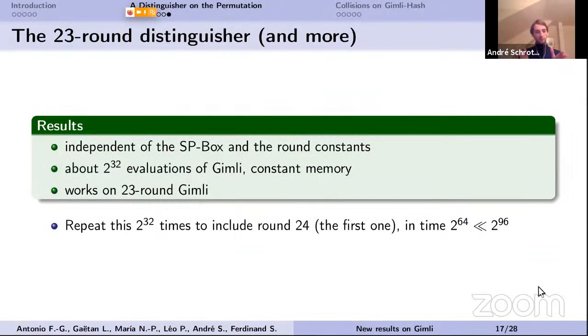And for this 23-round version, it costs us time 2 to the 32. And if we want to include the first round now, there is another swap that must be traversed. So there is a 32-bit condition that we need to meet again. And we're going to need time 2 to the 64, but it's still much below the generic time 2 to the 96.